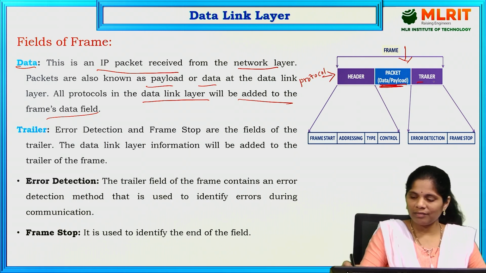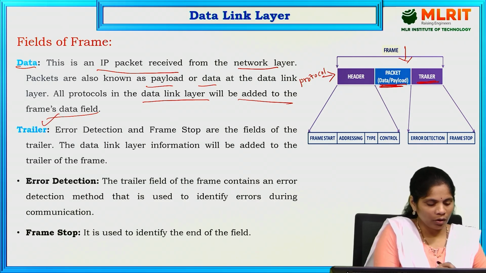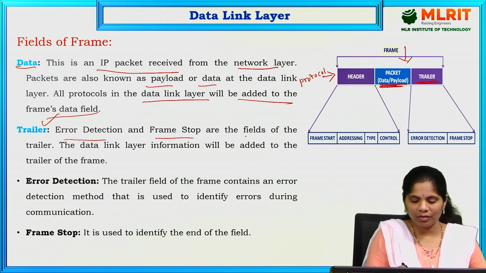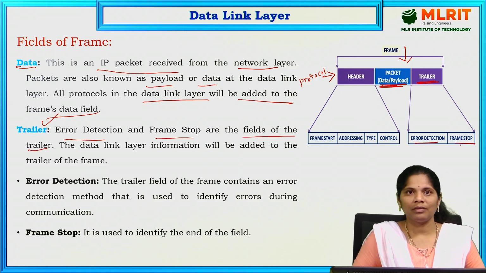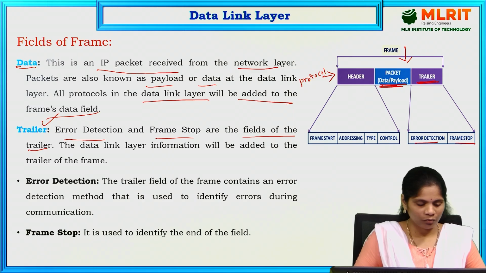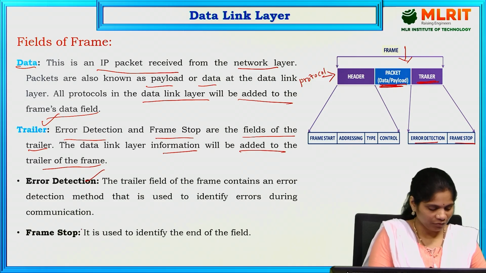And the next one is the trailer. The third one is the trailer field. What is the main use of this trailer? Error detection and frame stop are the fields of the trailer. So, here error detection and frame stop. These are the two fields of the trailer field. It is talking about the information that will be added to the trailer of the frame.